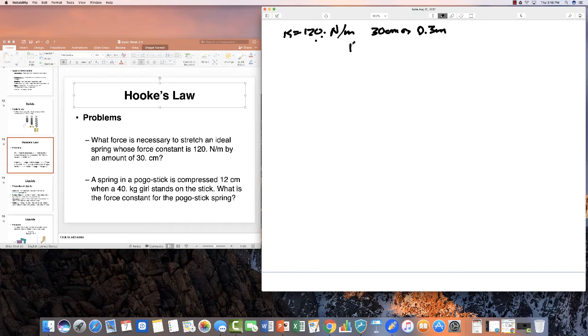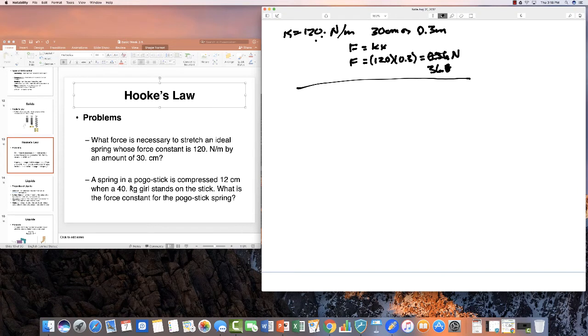So we have our formula, which was F is equal to Kx. So F is going to be 120 times 0.3, or 0.36 newtons. I'm sorry, that's 36.0 newtons. Actually, they don't need this 0.0. It'd just be 36 newtons. 3 times 12 is 36 newtons.